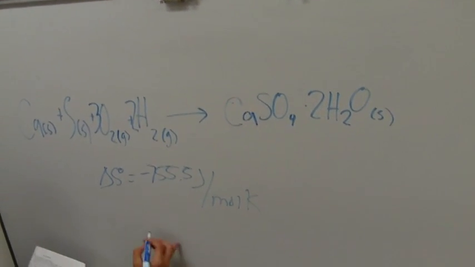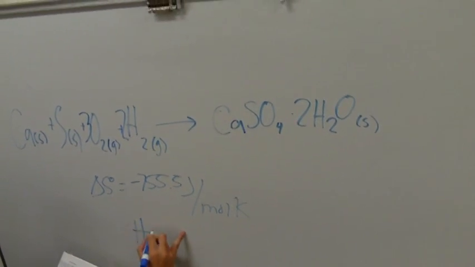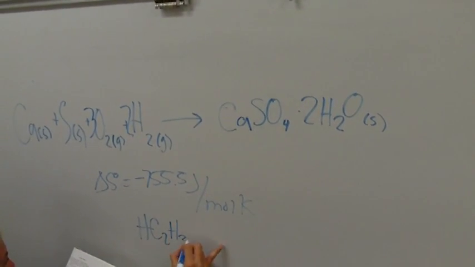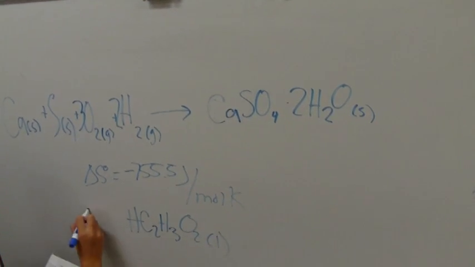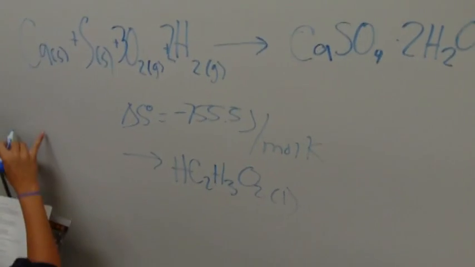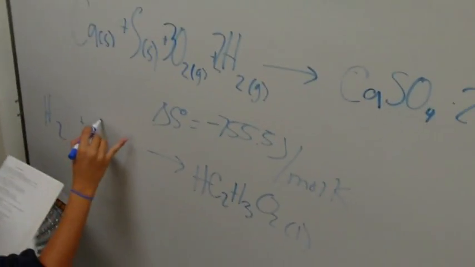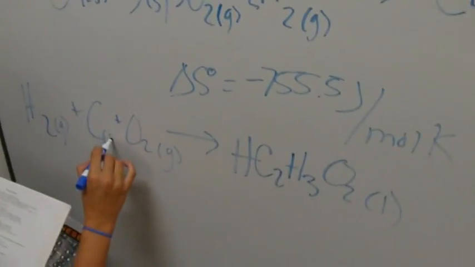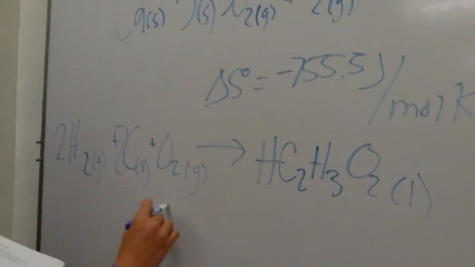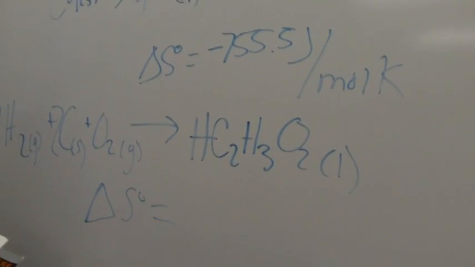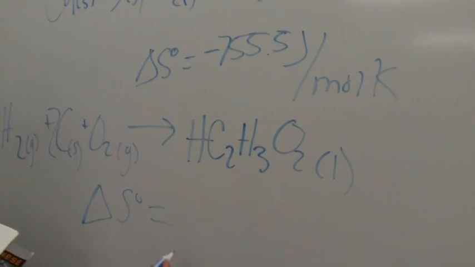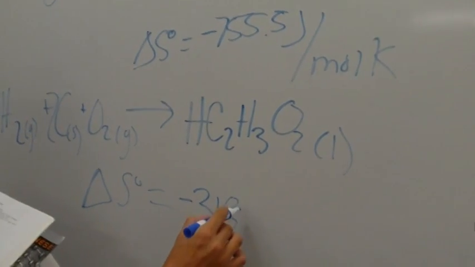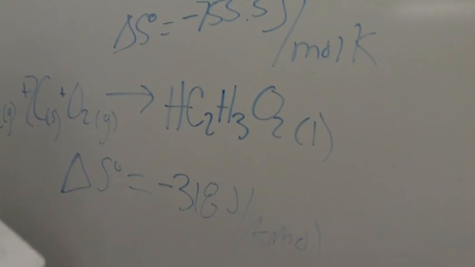For the last product that they give us, it's acetic acid, which is a liquid. And we're just going to break it down into H2, C, and O2. Those are gases, and that's a solid. Then we need to balance it. You end up with 2 and 2. And that's the entropy you should get after using the table for this equation. It should be negative 318 joules per Kelvin mole. And that's that.